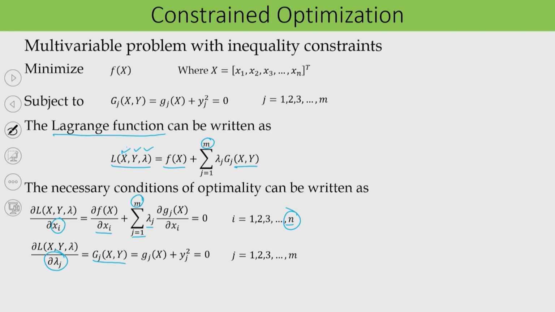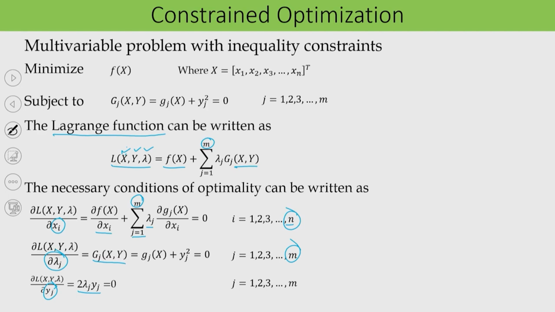So, how many equations are we getting? We are getting a total of m equations, because m is the number of inequality constraints. And the third one is the derivative with respect to y_j. So y_j is also a variable here. If we take the derivative with respect to y_j, we get twice lambda_j y_j equal to 0. So, these are all necessary conditions. We get these equations from the necessary condition of optimality.